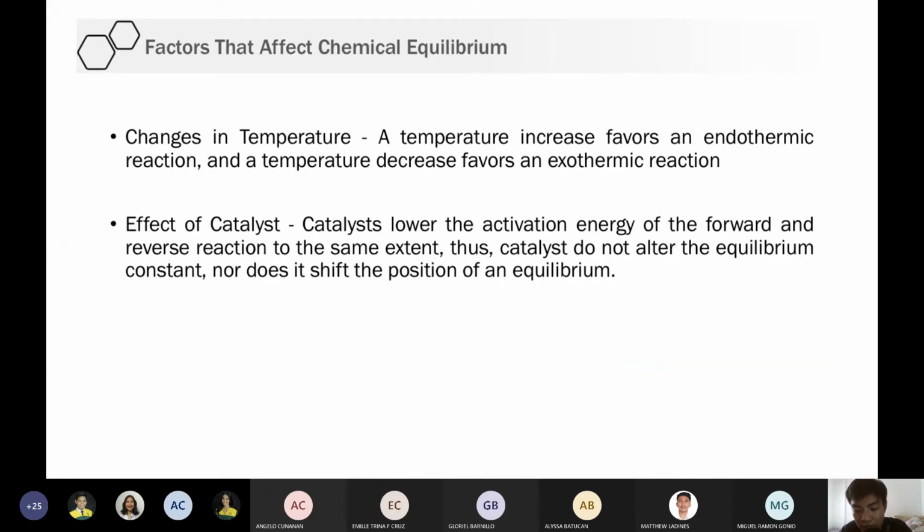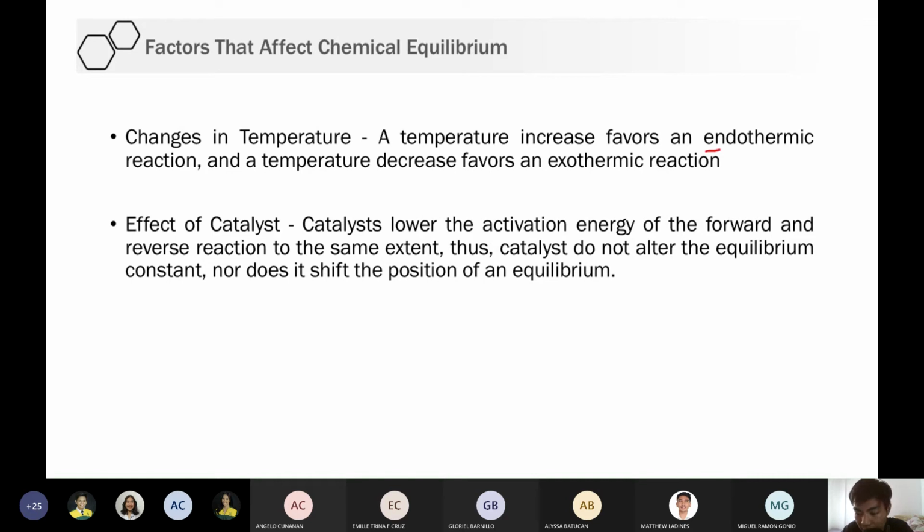Next one, changes in temperature. So our reaction could either be endothermic or exothermic reaction. Okay, a temperature increase favors an endothermic reaction and a temperature decrease favors an exothermic reaction. Ano daw yun? Ganito yan.